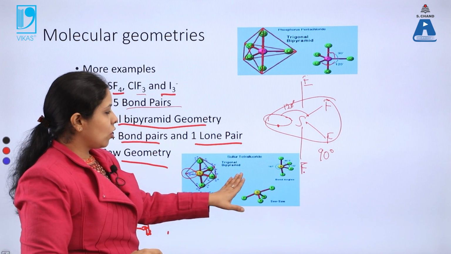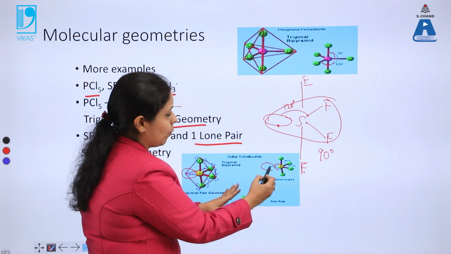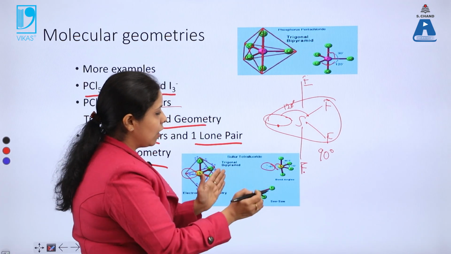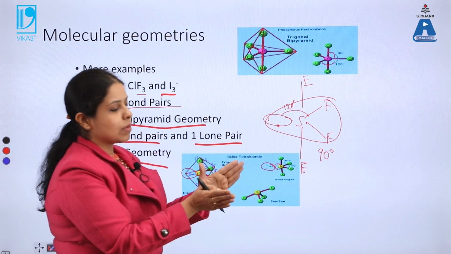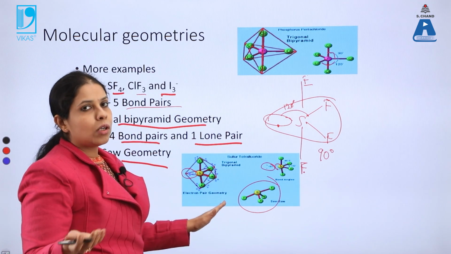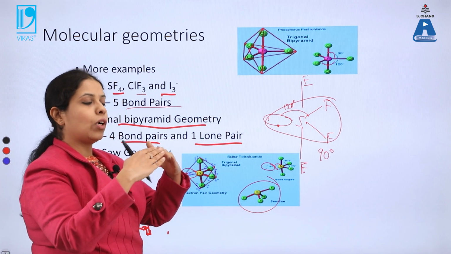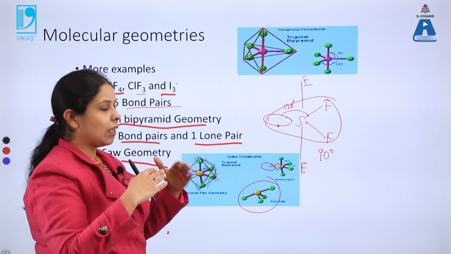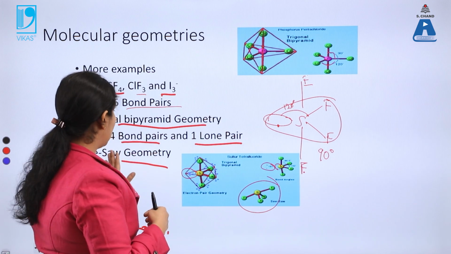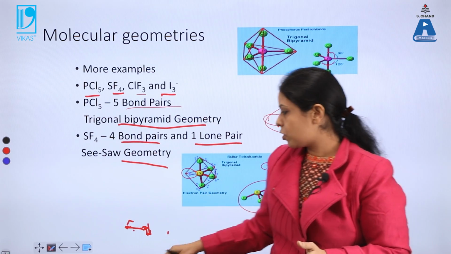So this is the structure of my SF4 molecule. But because of this lone pair, there is a higher repulsion and the bond angle becomes like this, and the structure we say is seesaw. Like the slides which we get in the park. So it's like that, the structure is somewhat tilted, not exactly 90 degrees. So the structure is seesaw, and the molecule SF4 and such like that form seesaw structure.